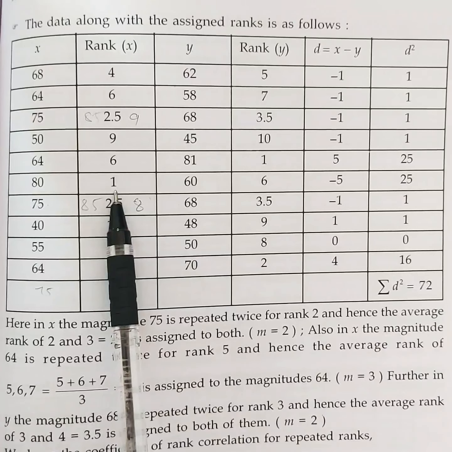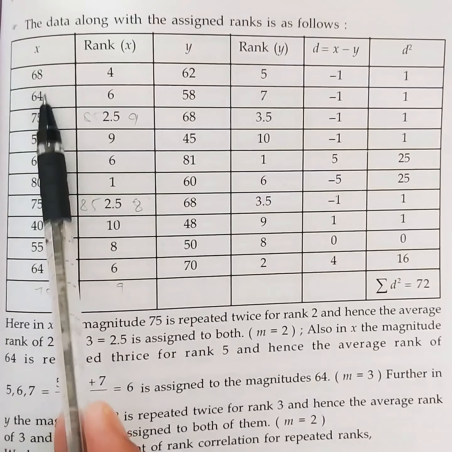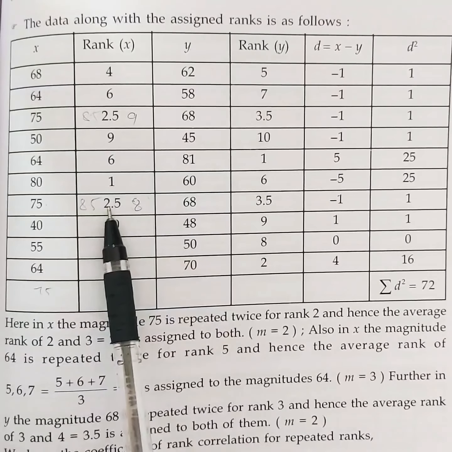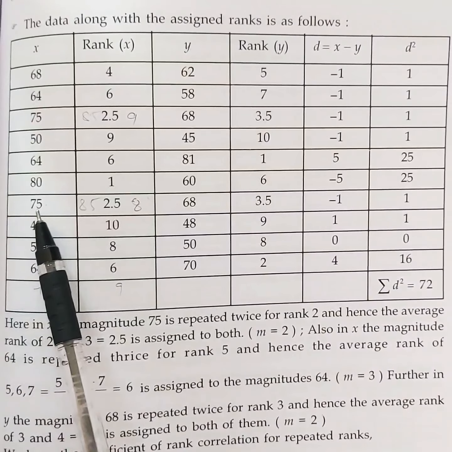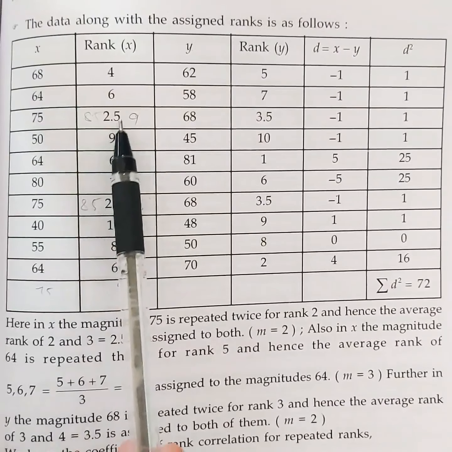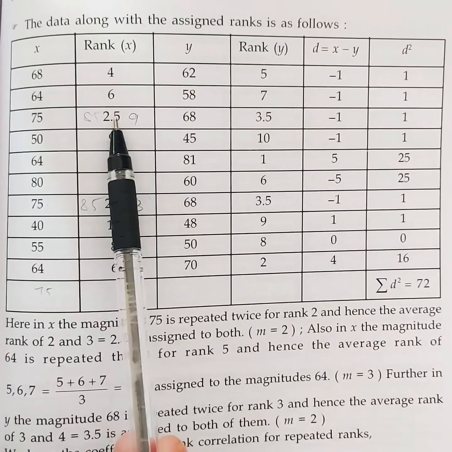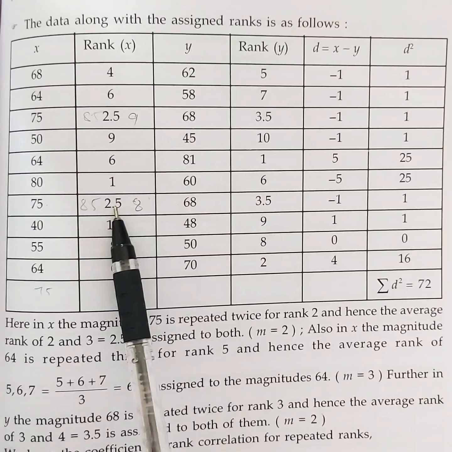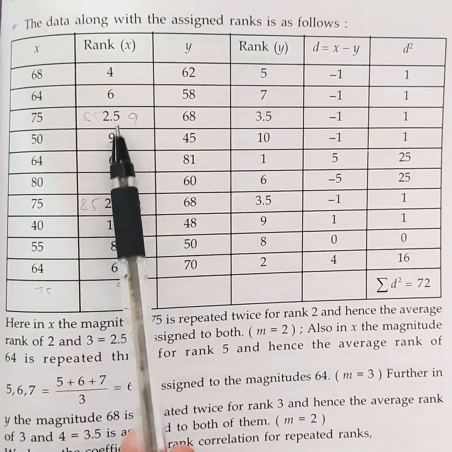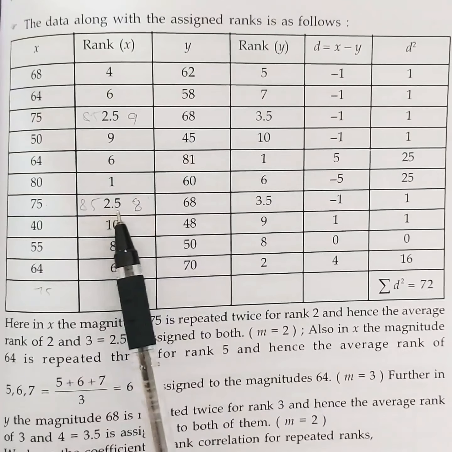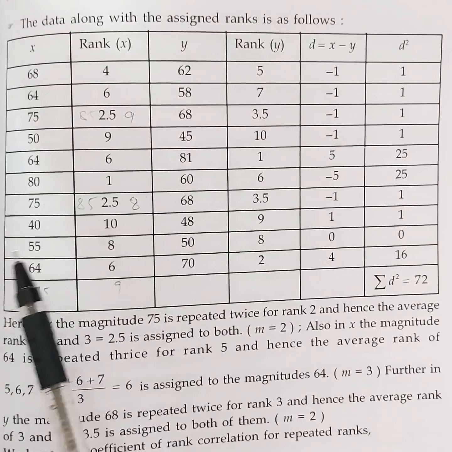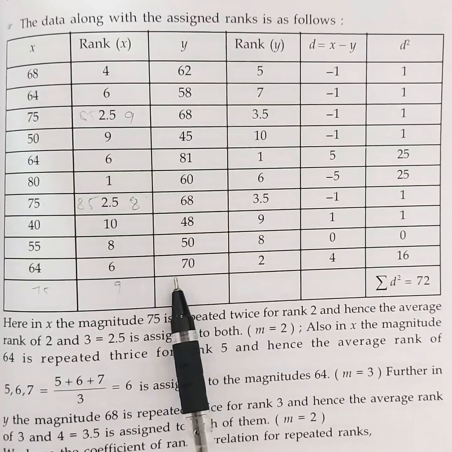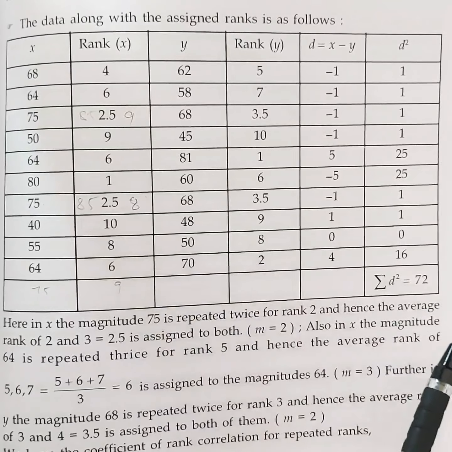Similarly, what is the next highest mark after 80? 75. But 75 is coming twice here. If it came once, I would write 2 here. Since 75 is here and here, we are sharing ranks 2 and 3. 2 plus 3 by 2, what do you get? 2.5. So I am writing 2.5 to these. So this is what you do if ranks repeat. Even if the ranks don't repeat, they can give a problem with X and Y values and ask you to write the rank and then calculate.